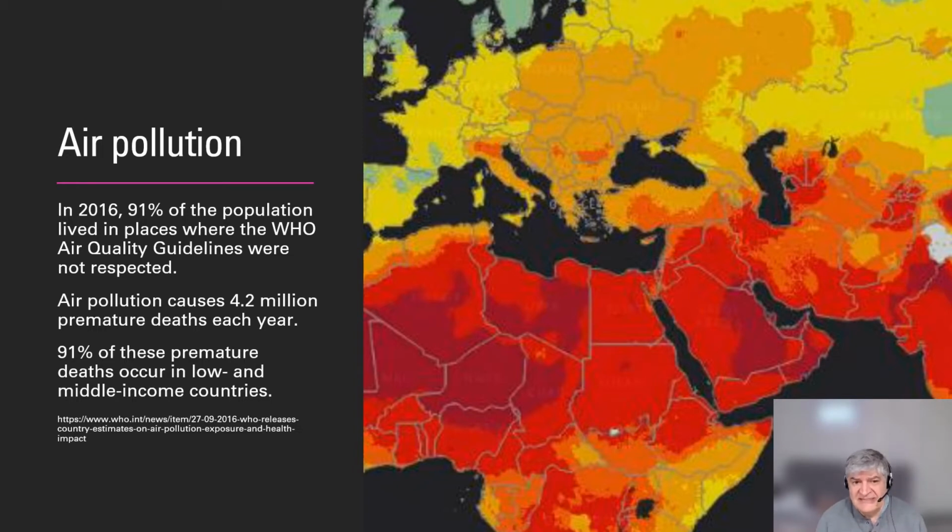Air pollution is definitely an important and increasing problem. In 2016, 91% of the population lived in places where the WHO air quality guidelines were not respected. And air pollution causes 4.2 million premature deaths each year. If we look at this map, these red areas are areas with higher air pollution, showing that it is a problem everywhere, but I want to mention how important this problem is in Asia, in countries like India and China, and in an important part of Africa too.